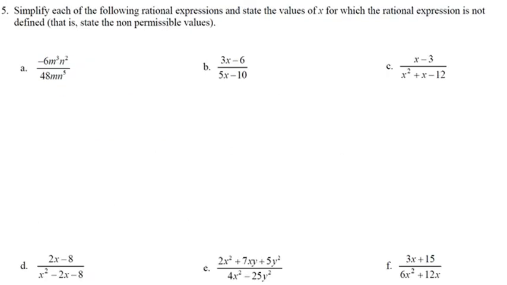Okay, so we're going to go through number 5. We're going to simplify each of the following rational expressions. We're going to state the values of x for which the rational expression is not defined. That is, state the non-permissible values. Now, sometimes on a quiz we won't ask for non-permissible values, so you don't need to state them, not for marks. Sometimes we will ask for them, so you do need to state them for marks.